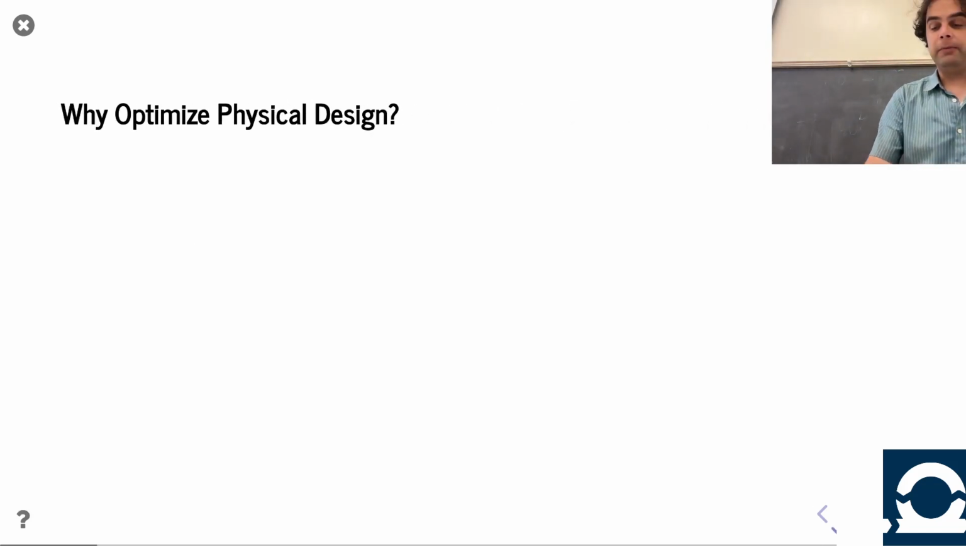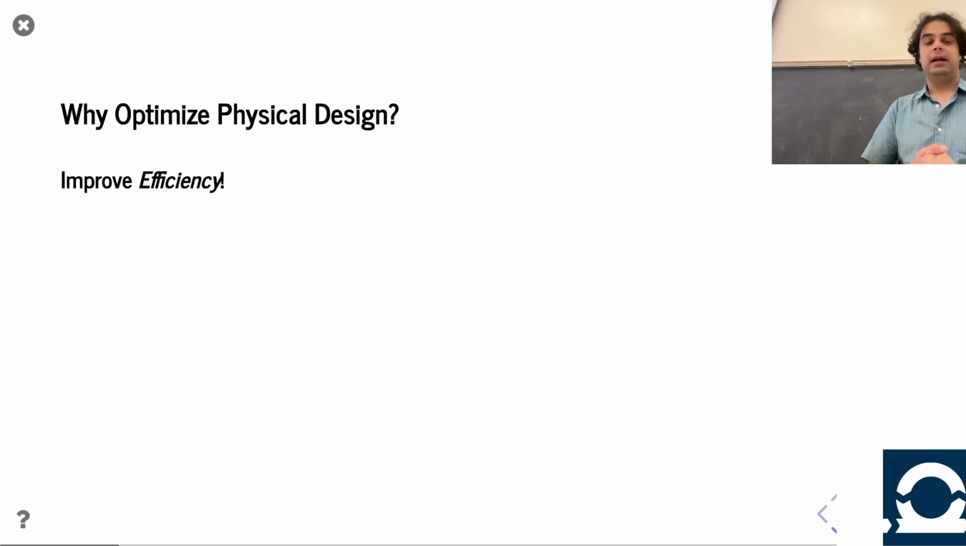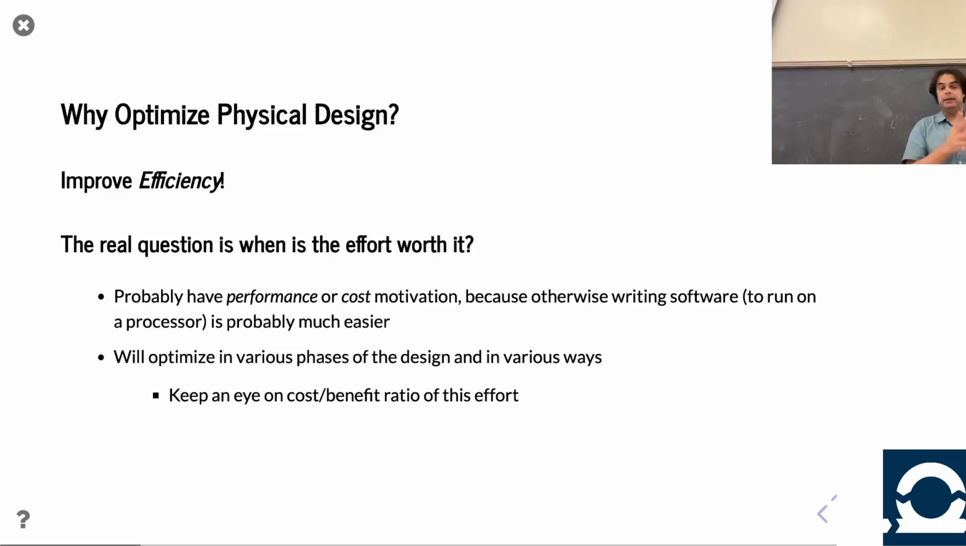Okay, so naturally the question is why should we do this? Well, if you optimize your physical design, the number one thing you're probably going to improve is efficiency. And efficiency relative to what? Well, that depends. But the real question, of course, is when is the effort worth it? It's not an issue of whether your design is efficient or not efficient. It's not a binary quantity. It's more just how much time and effort can your team put into this project? How much time or effort should you put into this project, right? And as you put additional effort in there, you hope you're getting gains, not wasted. But is that additional gain worth it, right?